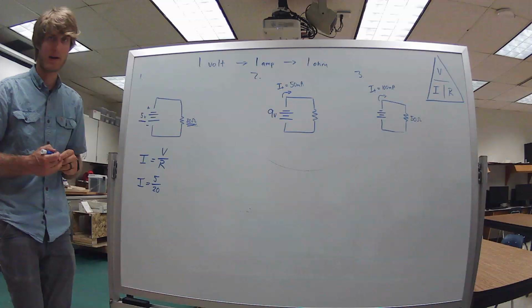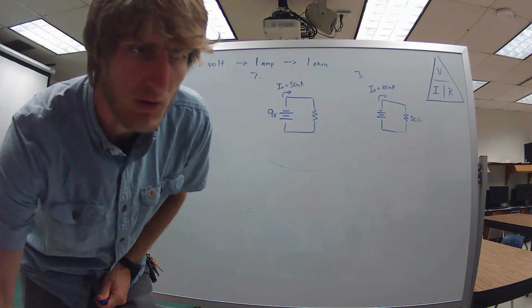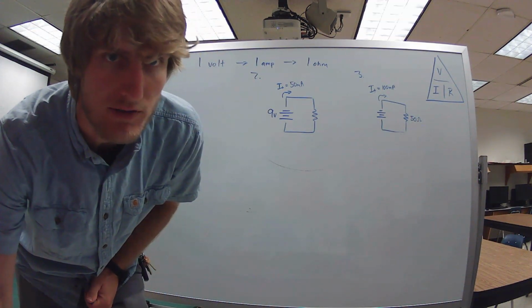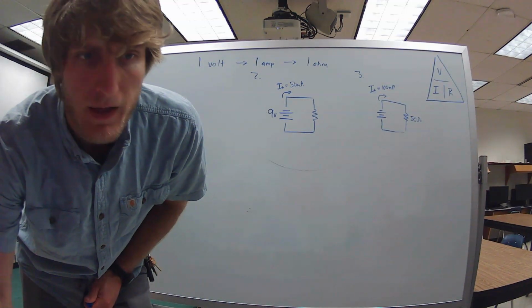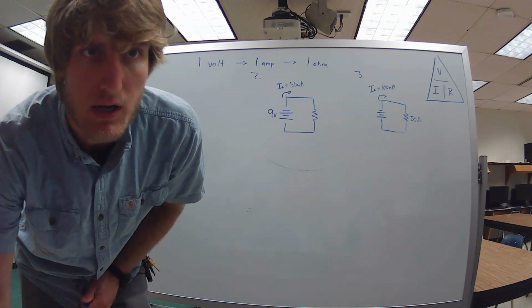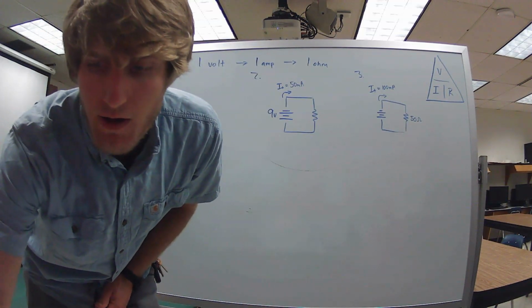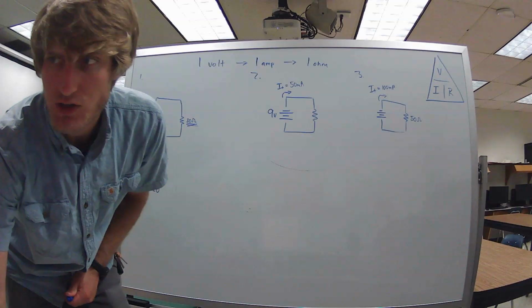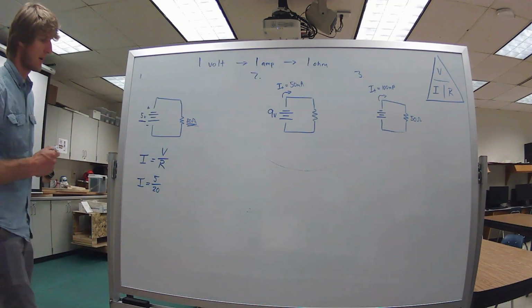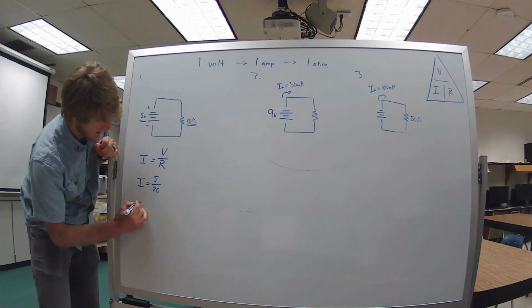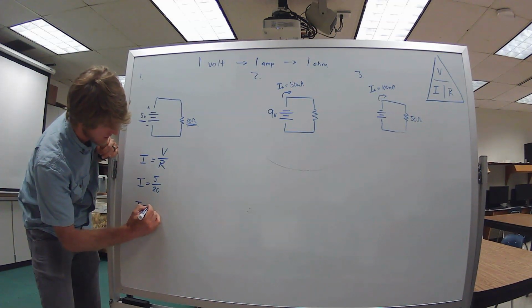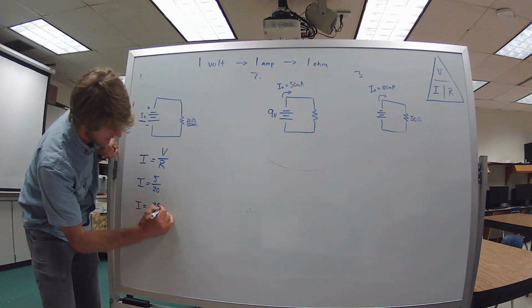So 5 divided by 20, I'm going to quickly pull up my calculator to make sure I do this right, because it'd be kind of embarrassing if I made a practice video and did it wrong, okay? And I am going to get, hold on 1 second here, everybody. 5 divided by 20 is going to give us 0.25, okay? So we're going to get I equals 0.25 amps.